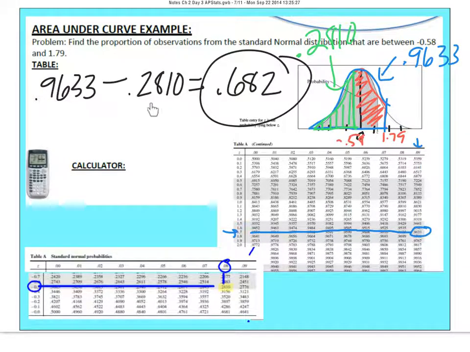Make sure you show the AP board the actual calculation. It may seem very basic to show them that you can subtract two numbers, but a lot of the times they're going to say if the work is not shown, you may not get full credit, so be very careful.